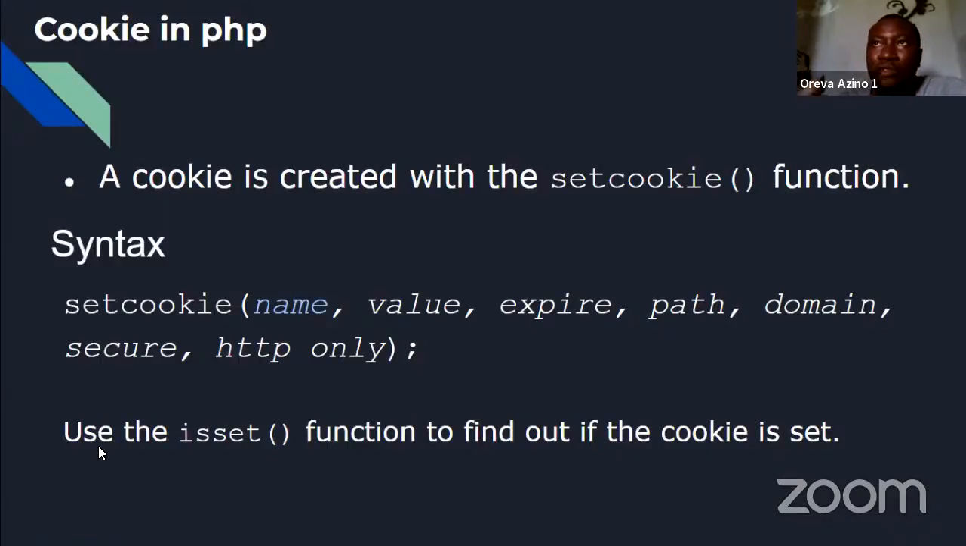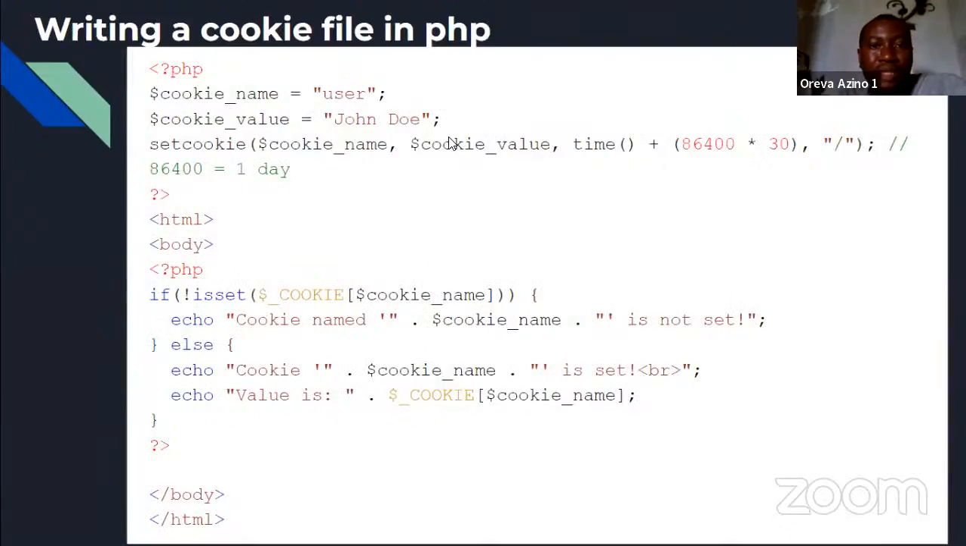Then there's the isset function, if you want to know if the cookie is really there or the cookie is set. For instance, if somebody did not accept it, then you can use the isset function to know whether the person accepted the cookies or not. Now, there are some websites that if you don't accept the cookies, they will simply tell you that you can't access the website. Okay, let's look at a cookie file.